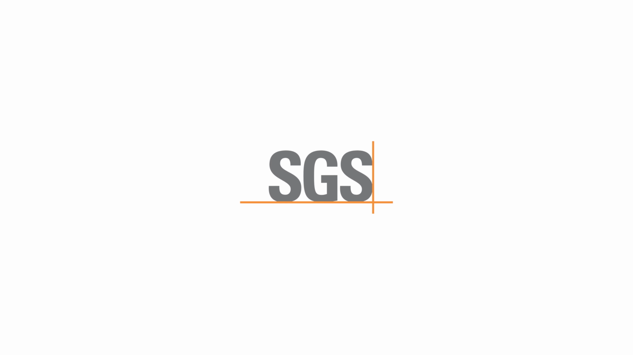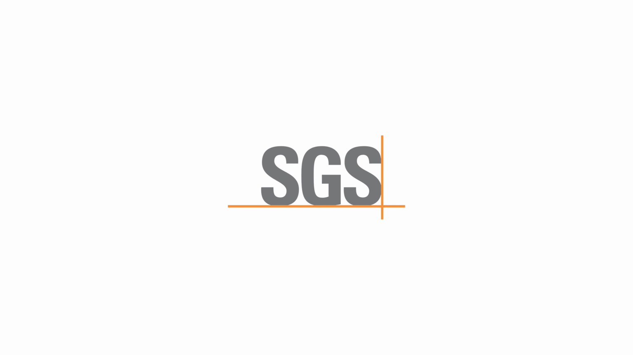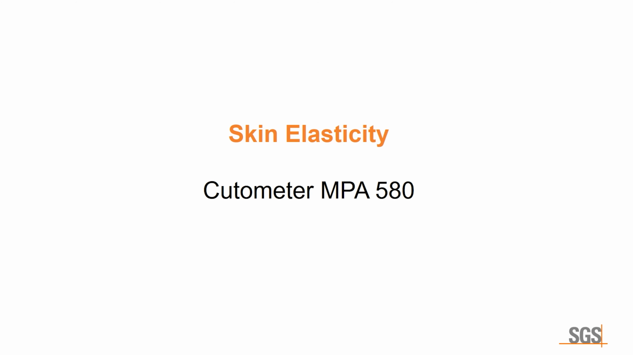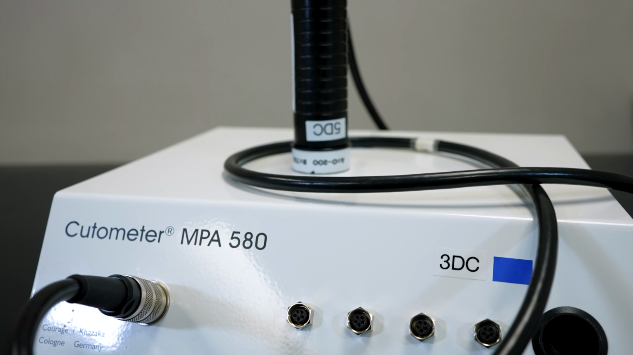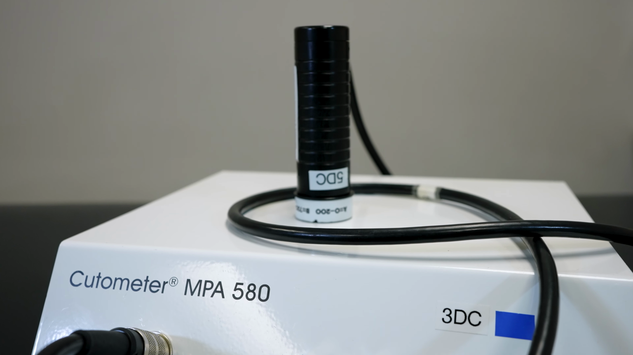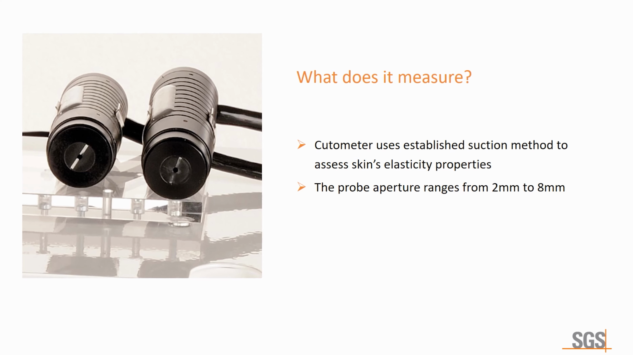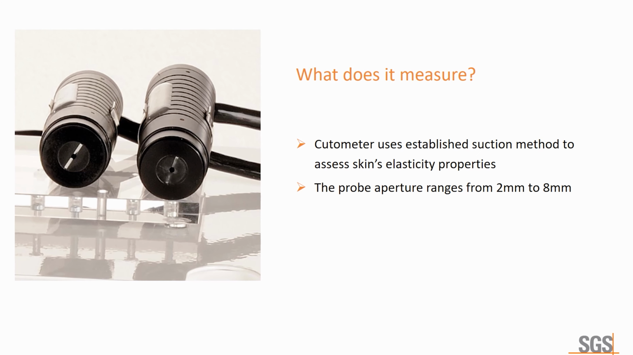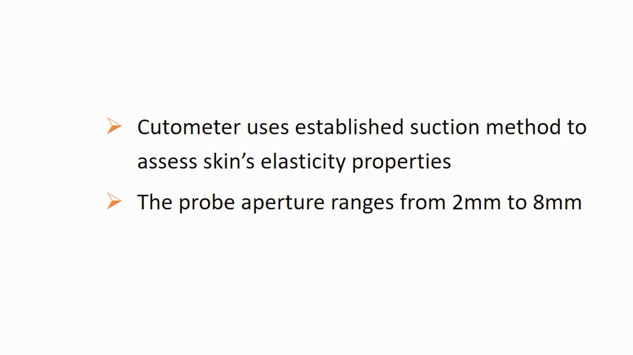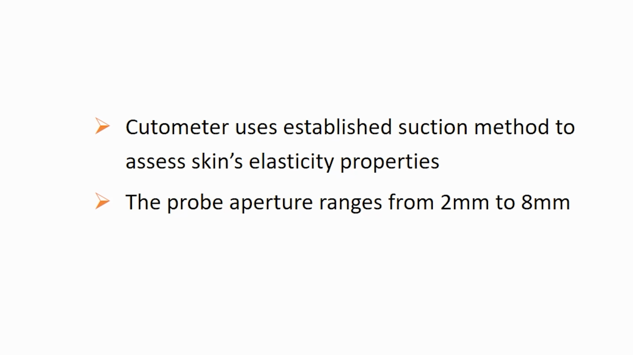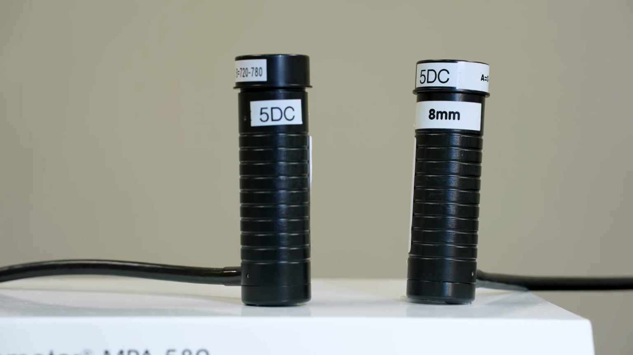In this video, we are going to learn how to use Cutometer to measure skin elasticity. The instrument model is CNK's MPA580. Cutometer uses the established suction method to assess skin's elasticity properties. The probe aperture ranges from 2 mm to 8 mm in diameter.